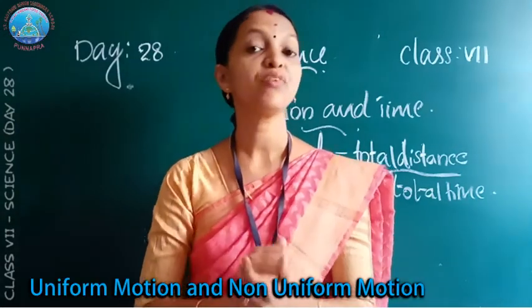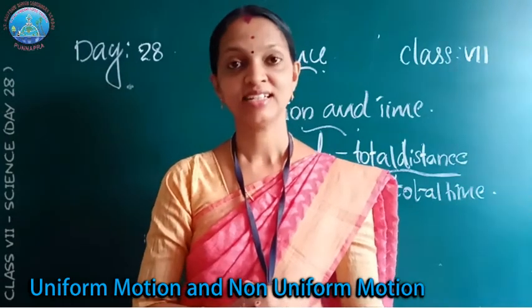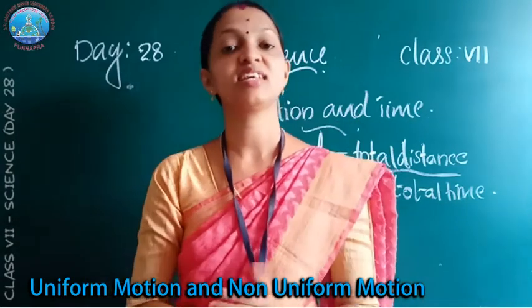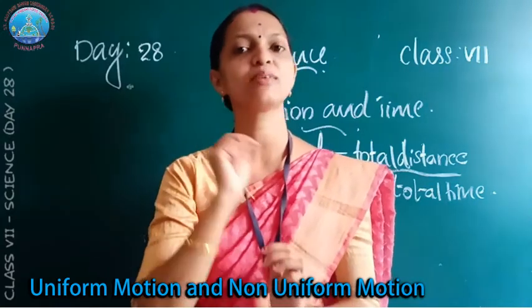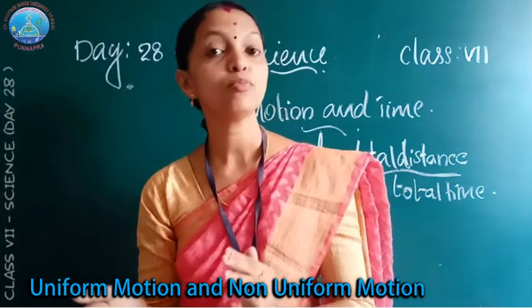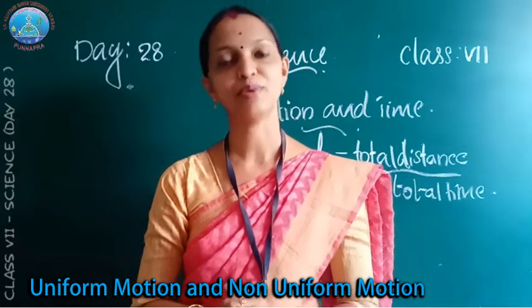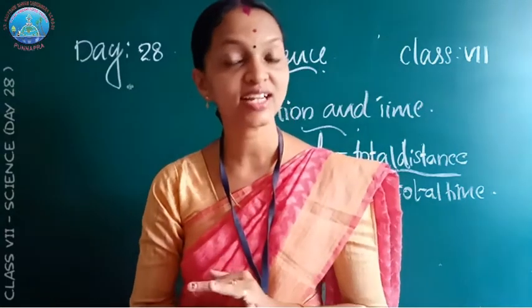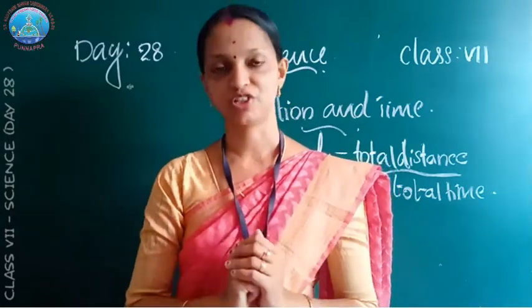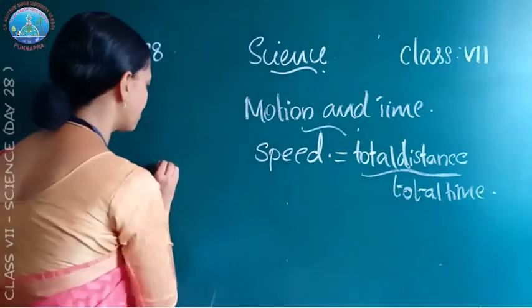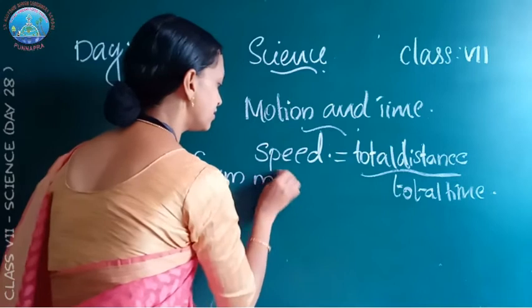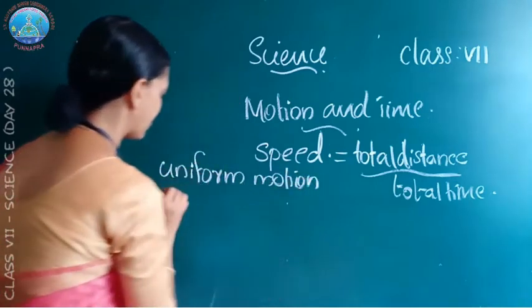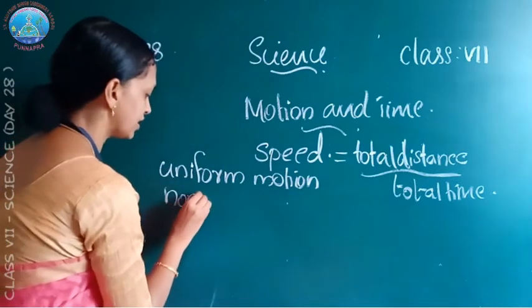An object moving along a straight line whose speed changes with time is called non-uniform motion. So, there are two types of motion: uniform motion and non-uniform motion.